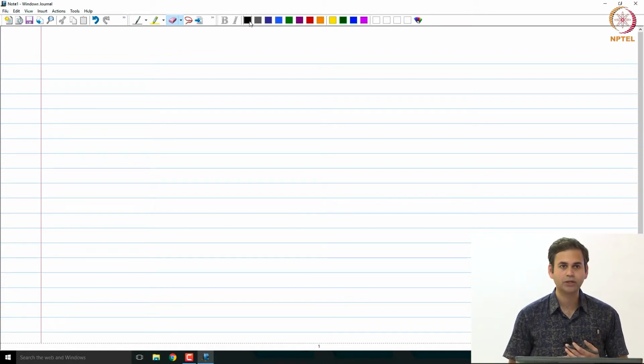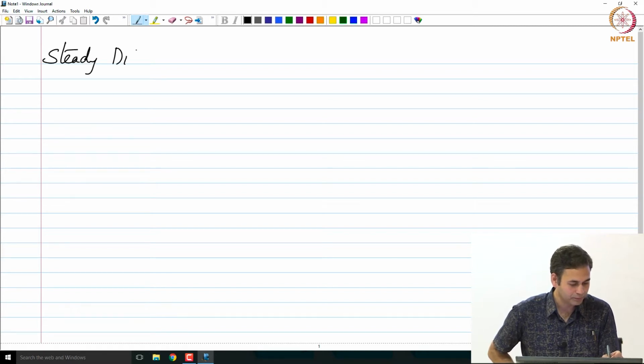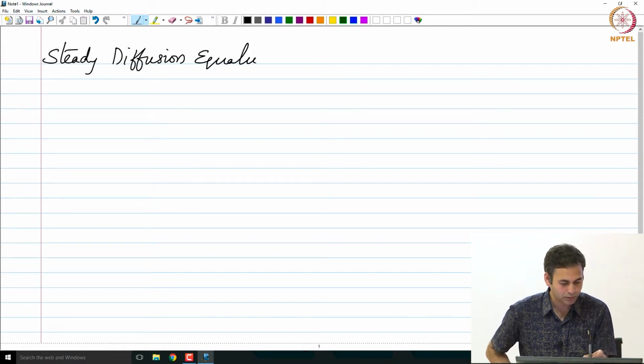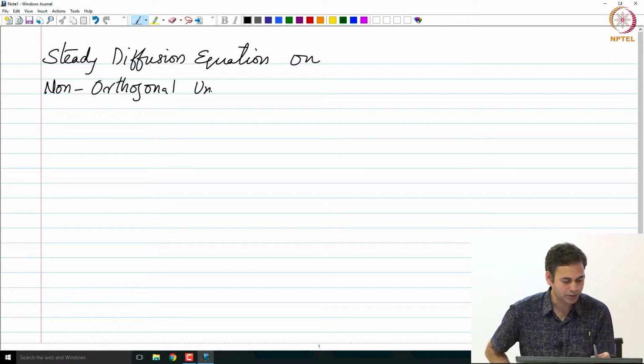So we were discussing steady diffusion in non-orthogonal unstructured meshes, right? We formulated the diffusion part of the equation, so we will continue with that. That is basically the steady diffusion equation on non-orthogonal unstructured meshes, right.